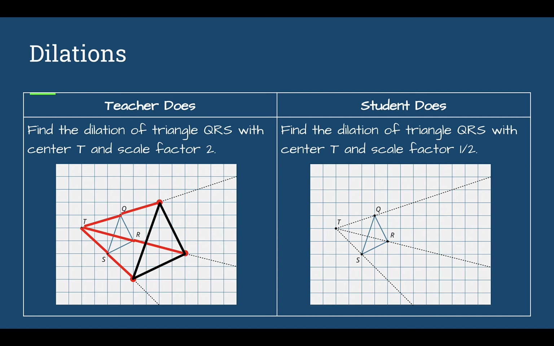Let's check. Your shape should look about like that. A scale factor of 1/2 or anything between 0 and 1 makes it smaller. So you needed to make each corner half as far as it was to begin with.